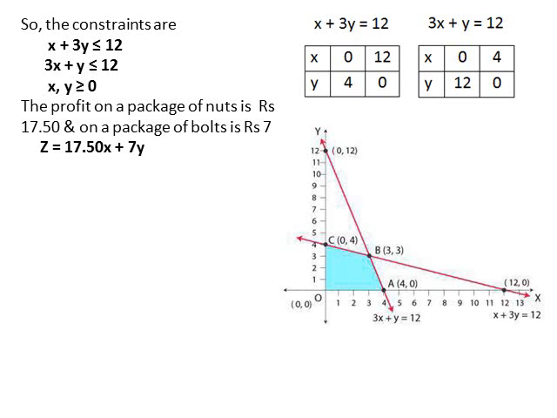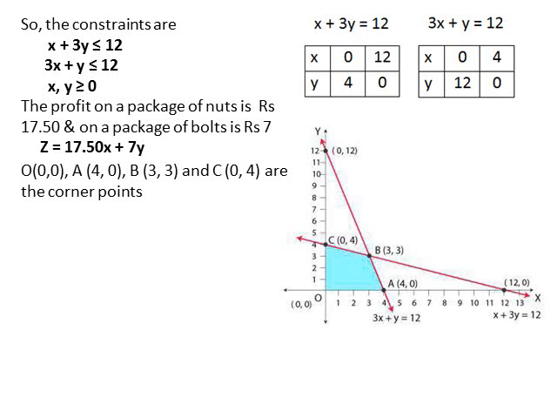Then mark the corner points of this common region as O, A, B and C. Next, find the coordinates of these corner points. Here, coordinates of O are 0 and 0, coordinates of A are 4 and 0, coordinates of B are 3 and 3, and coordinates of C are 0 and 4. If possible, identify the coordinates directly from the graph, otherwise solve the linear equations and get the coordinates.